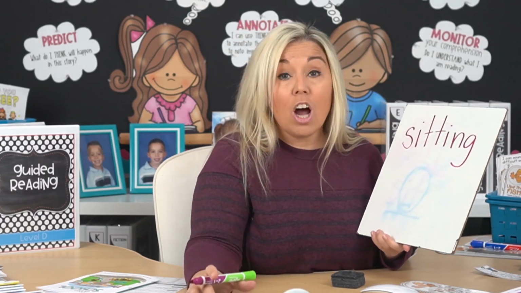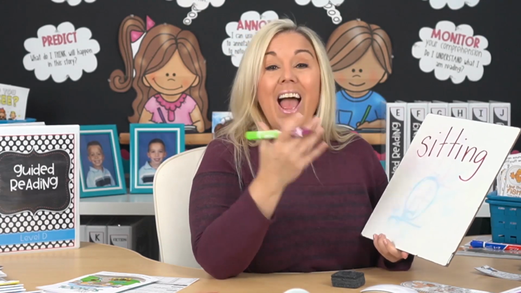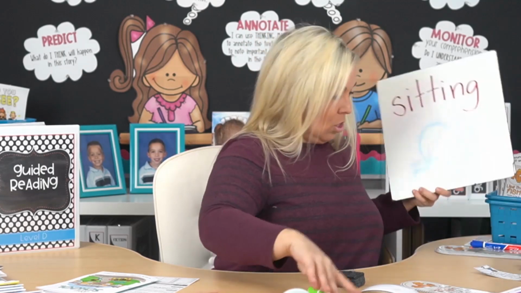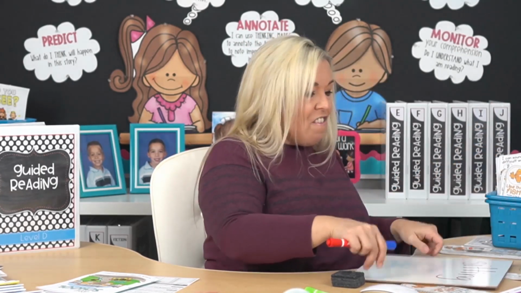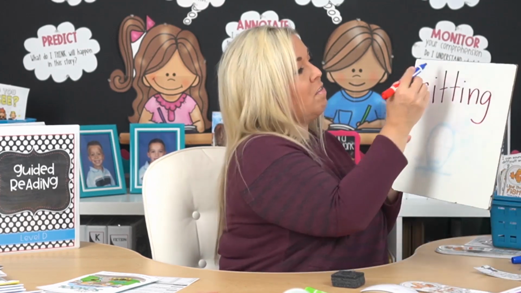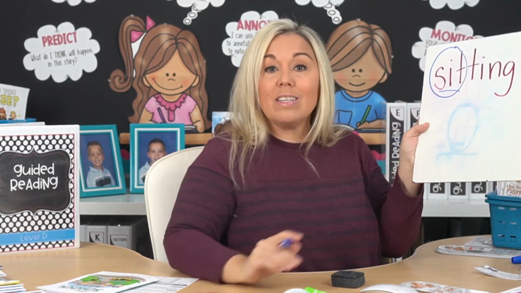Do you see any chunks or word parts that you know? What do you see here? And they might say, Mrs. DeGilio, we see "sit." So again, I want to use a different color. Very good. Look at that. There's a smaller word inside of this word. So we have the word "sit." We know this is "sit."